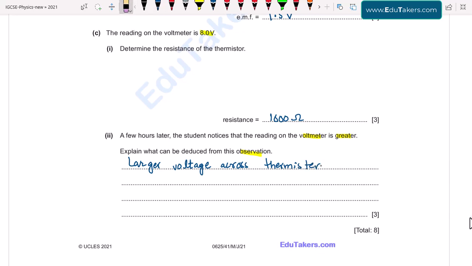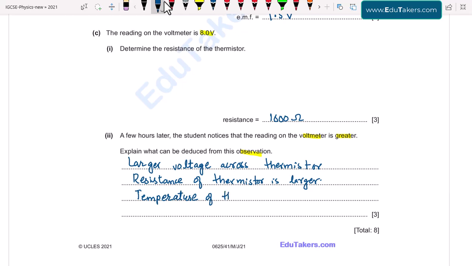second one is resistance of thermistor is larger. And this is only possible when the temperature of the thermistor is small. So I write here temperature of thermistor must be small.